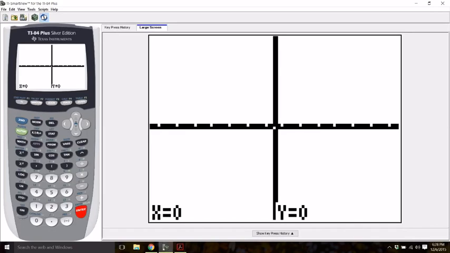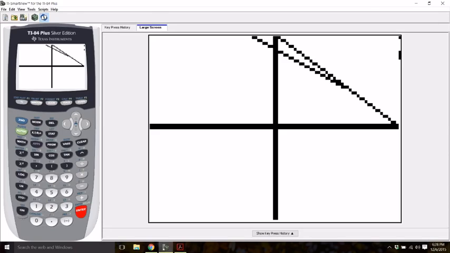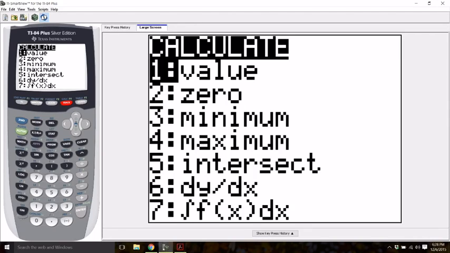And my calculator's thinking about it. And it's done. I still can't see anything. So I'm going to do zoom 3, enter again. So now I can see my two functions here. They intersect somewhere in quadrant 1. So instead of me trying to guess and figure out what these ordered pairs are, I'm going to let my calculator do the work. So I'm going to hit second trace, and I want to find the intersection of these two graphs. So I'm going to hit 5.